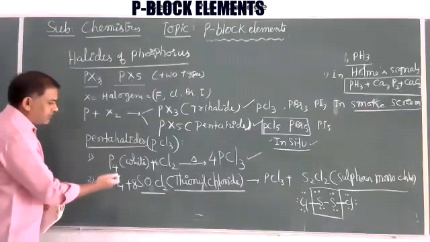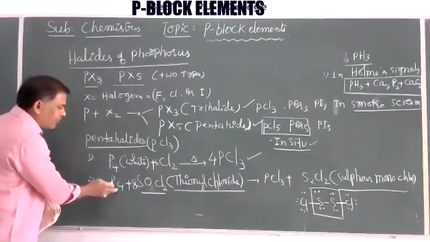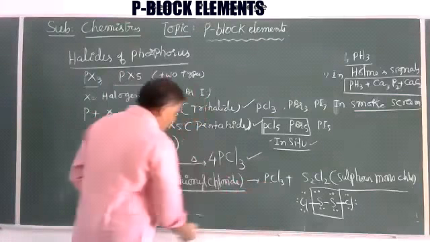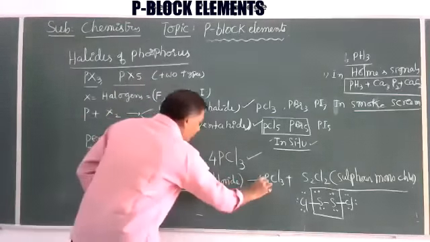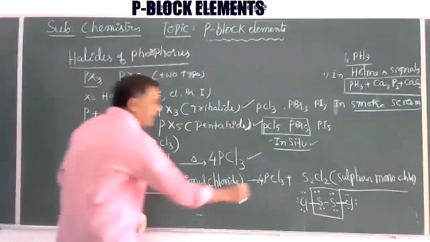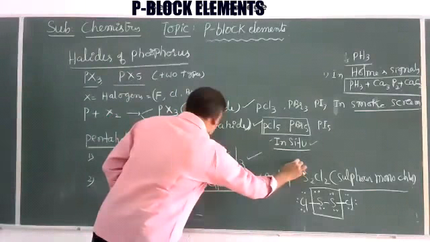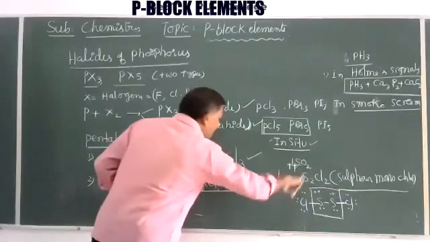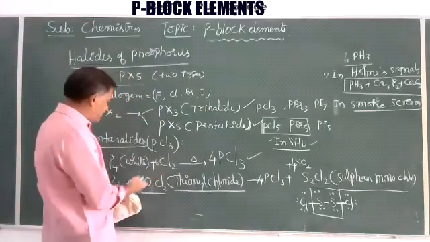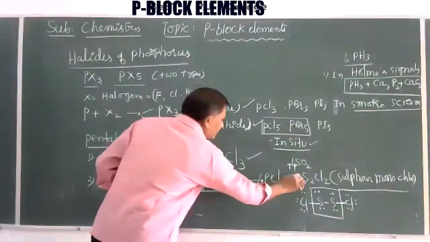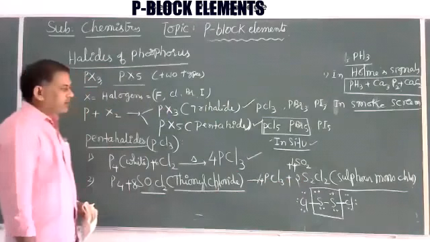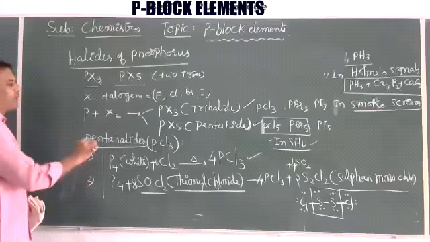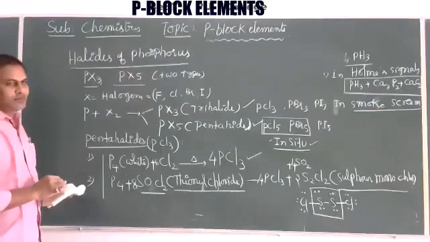Then SOCl2 plus P4 molecule. We'll get here PCl3, phosphorus trichloride, 4 moles. Then again we'll get SO2 gas, sulfur dioxide gas. Here 4 moles required. 8 balance 6 and here take 2 moles. Now these are the 2 important preparation methods of phosphorus trichloride.